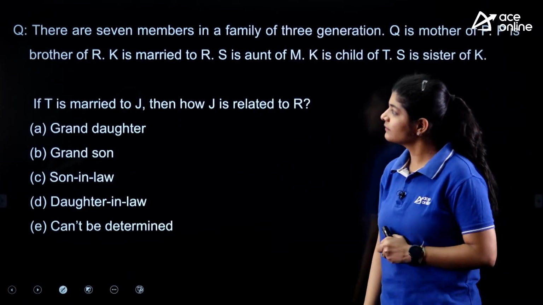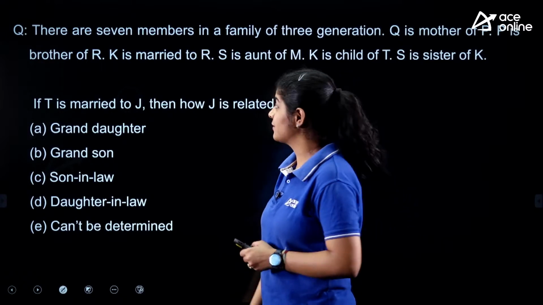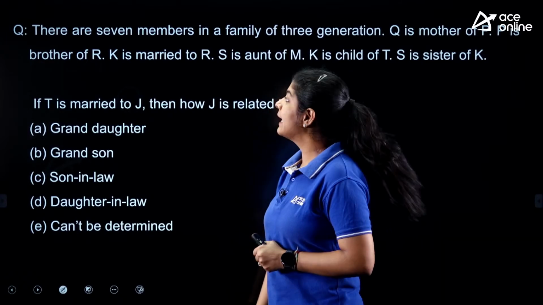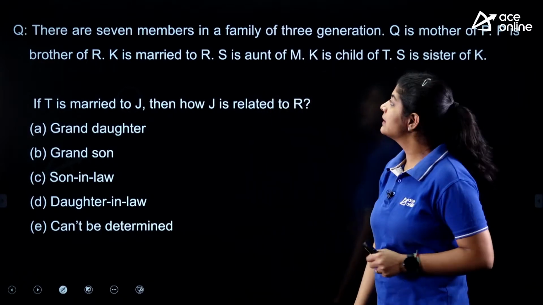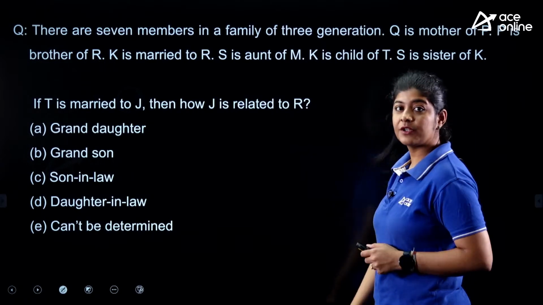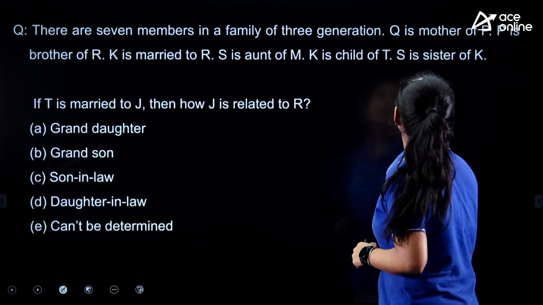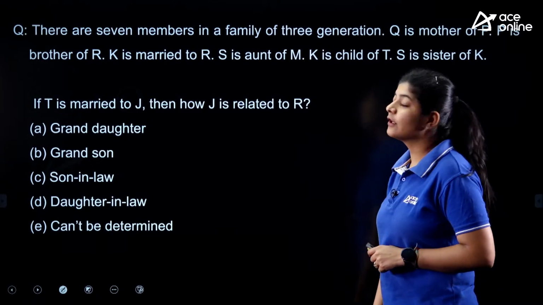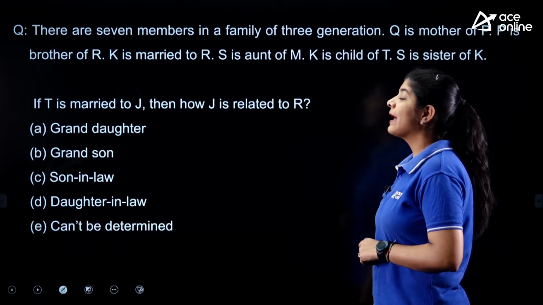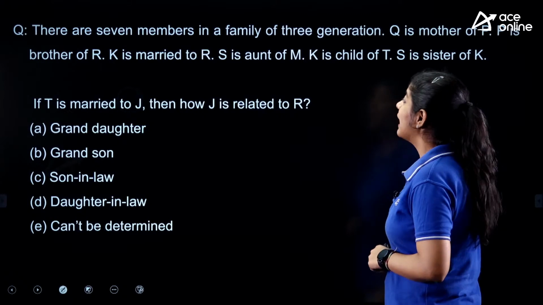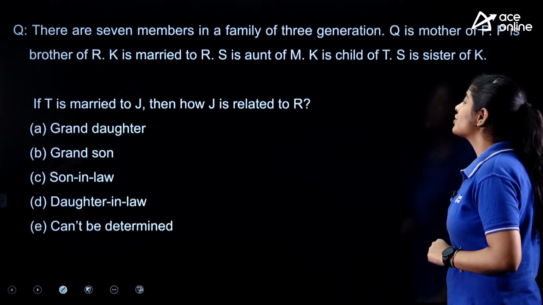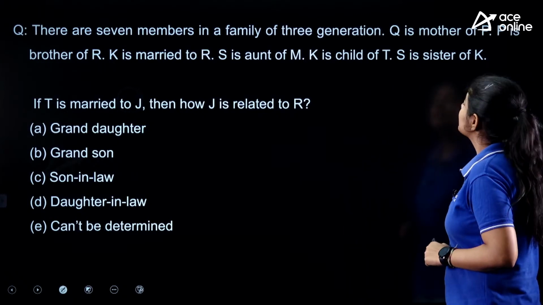Next, it's a very simple one, blood relations. The question says that there are 7 members in a family of 3 generations. Q is the mother of P, P is a brother of R, K is married to R, S is an aunt of M, K is a child of T, S is a sister of K.